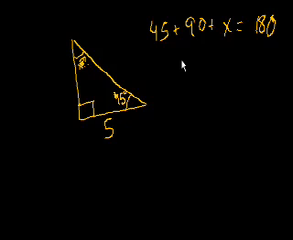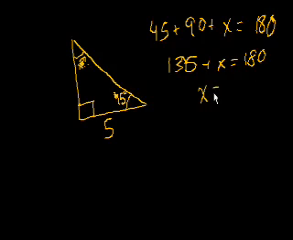So if we just solve for x, we get 135. 135, that's a 5, plus x is equal to 180. Subtract 135 from both sides, we get x is equal to 45 degrees. Interesting. X is also 45 degrees. So we have a 90-degree angle and two 45-degree angles.